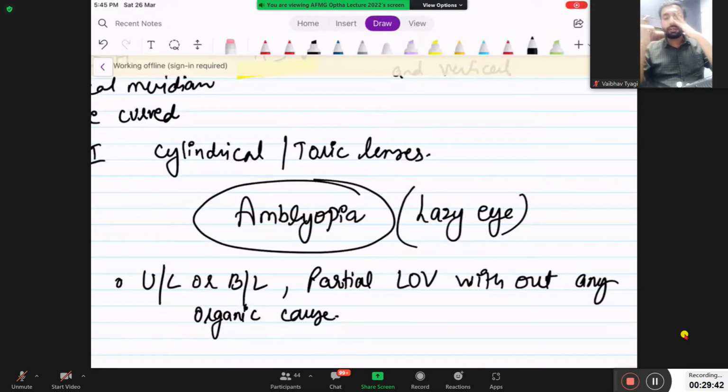It is not working because the other eye is working for it. So if I patch this normal eye, the left eye, then my right eye will be forced to see objects, and gradually my vision will be regained in the lazy eye also. Understood the problem? So you have to understand that patching is done in the normal eye.